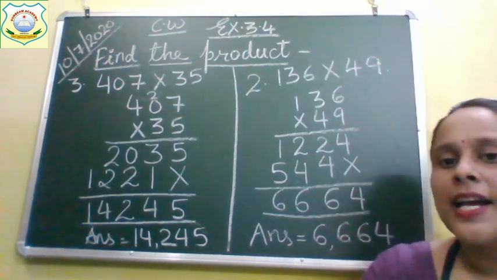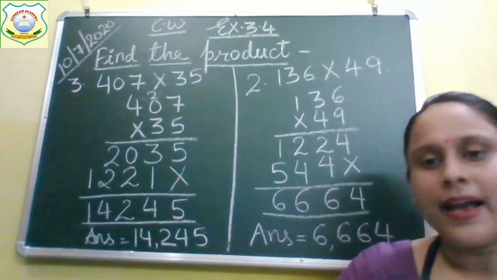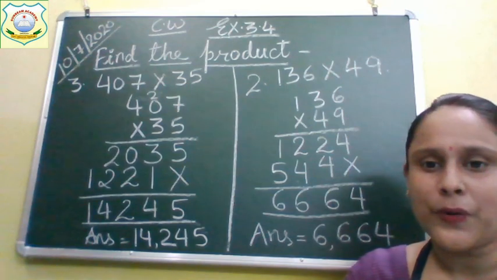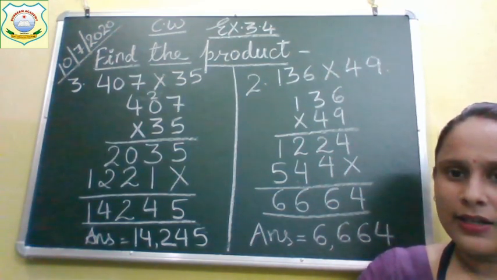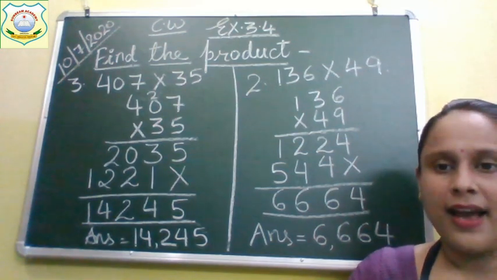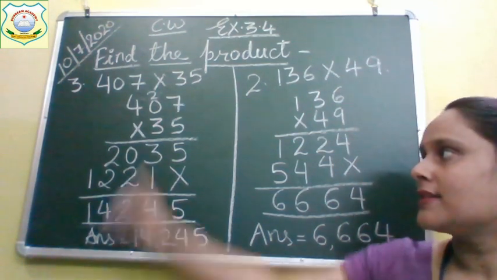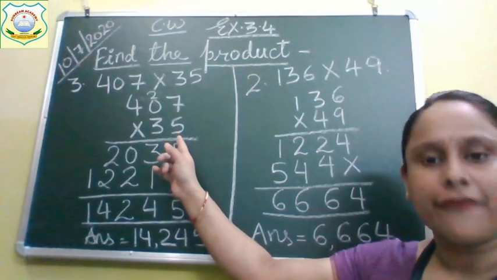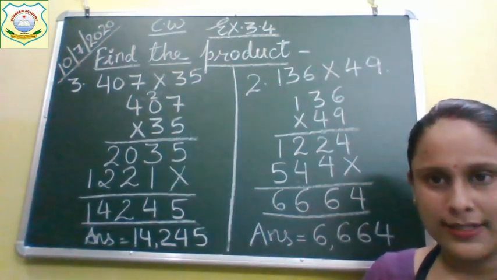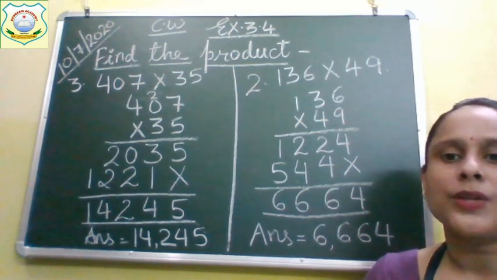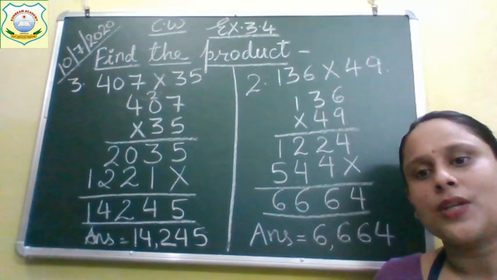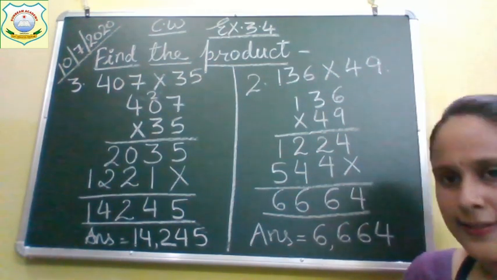Completed, everyone? I hope you have all understood a little bit of it. Now you have understood how to find the product. What are we doing? We take the first number, suppose 5, and multiply it by the number written in the ones place, then the tens place, and then the hundreds place.